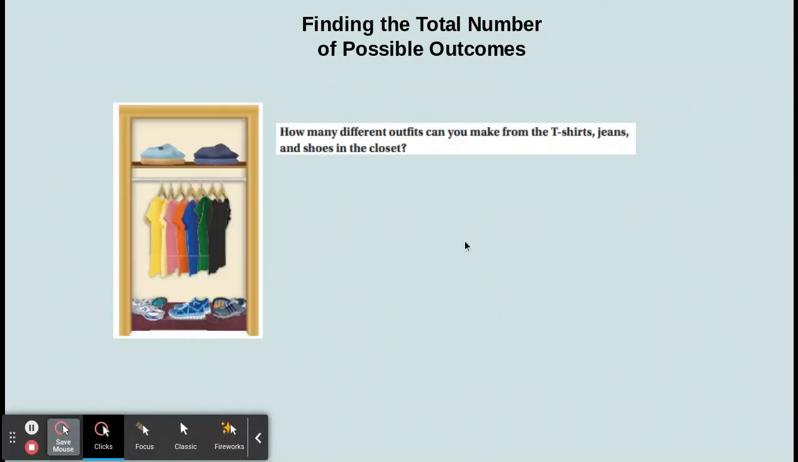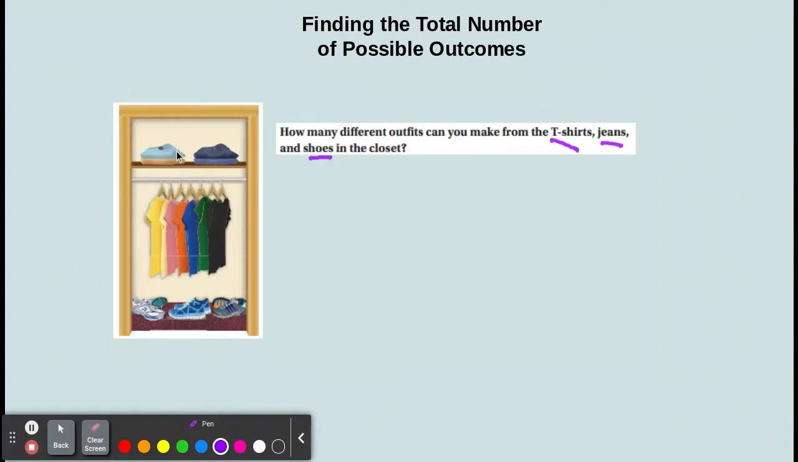Okay, let's look at another situation where we have outfits. Okay, and in this one, we could go ahead and create a table or a tree and then count them all up. But with this one, I think it's probably a little easier just to skip straight ahead and use the fundamental counting principle. Okay, so we have t-shirts, jeans, and shoes. Okay, we have how many pairs of jeans? 4. How many t-shirts? 1, 2, 3, 4, 5, 6, 7. And how many shoes? 1, 2, 3 pairs of shoes.